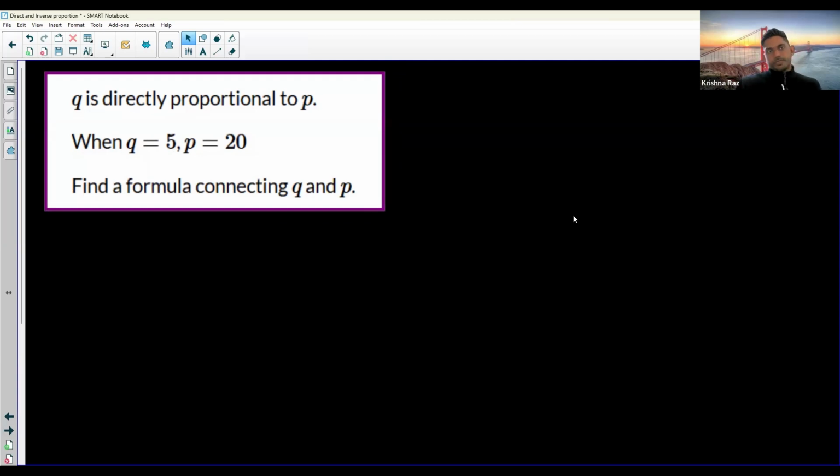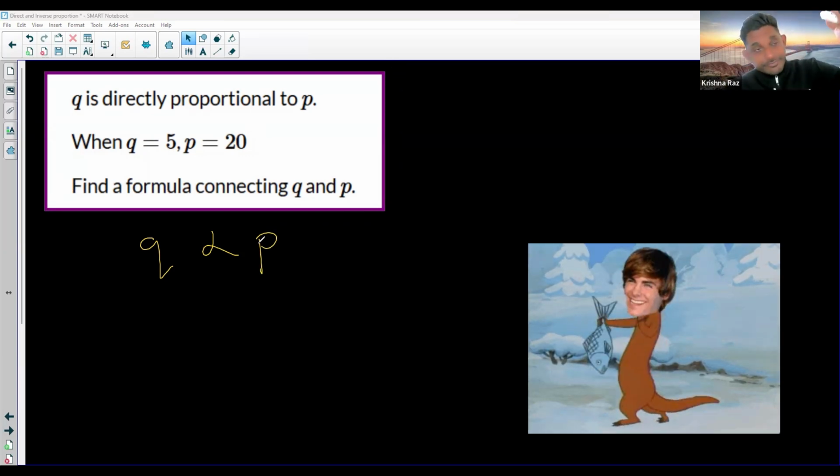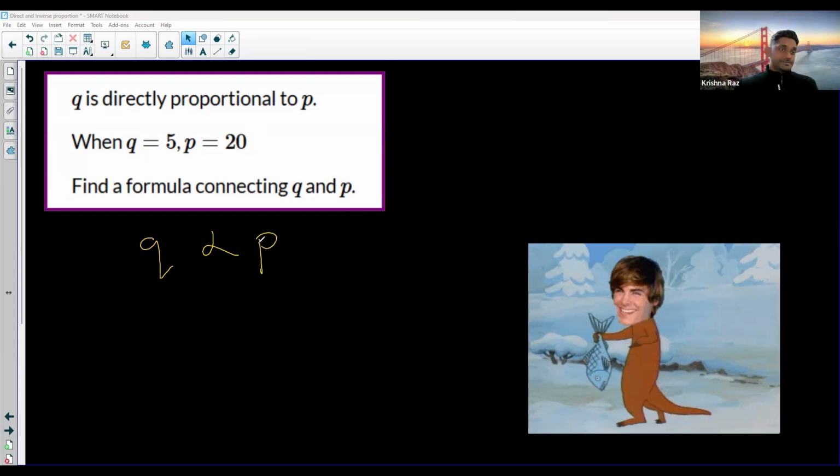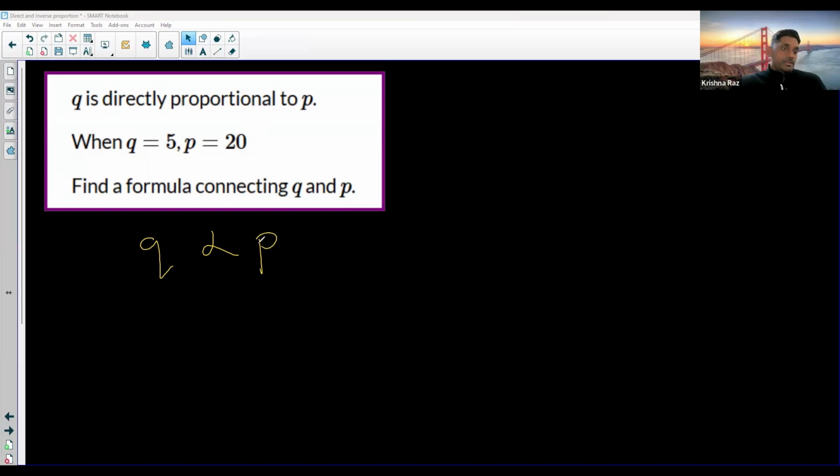So Q is proportional to P. So I'm going to say Q fish P. I do believe I invented the saying fish for these questions. You know, I'm pretty sure, 50% sure.